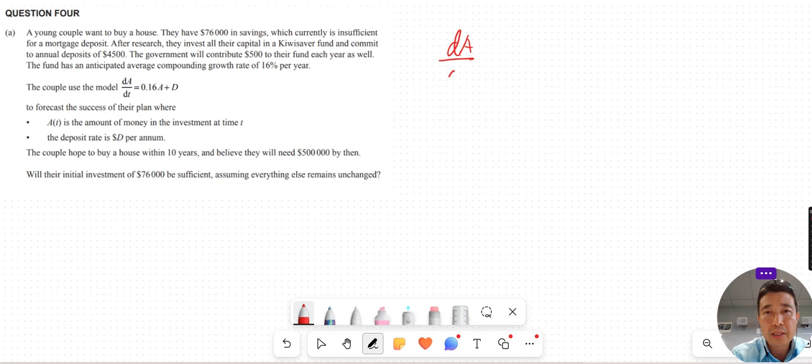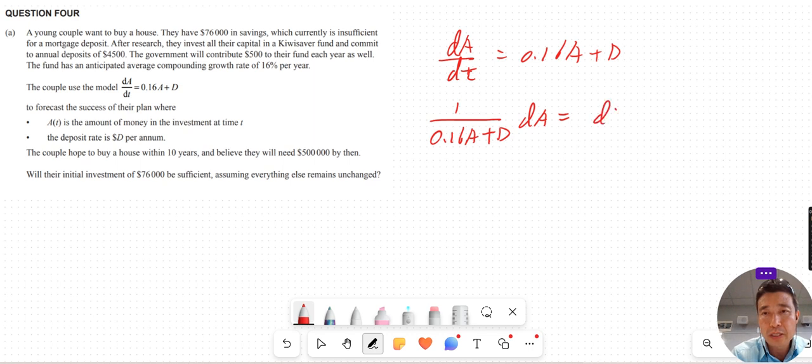dA/dt equals 0.16A plus D. So all the terms with the A go on the left hand side, t on the right hand side, but I don't have t. So I have to say 1 over 0.16A plus D dA equals dt, right? How I got this is by multiplying by 1 over 0.16A plus D on both sides and dt on both sides. Then I put the integral sign. So I integrate.